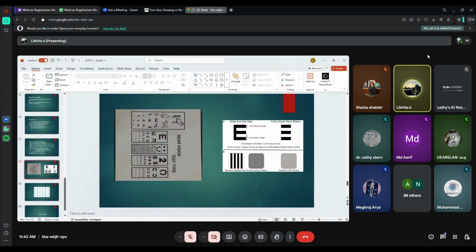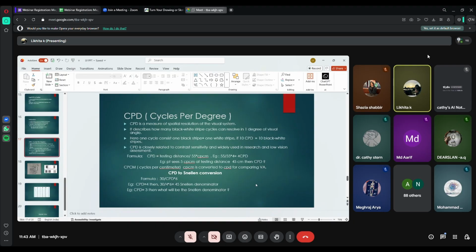As you can see, the letter E. It describes how many black-white stripe cycles can be resolved in 1 degree of visual angle. That means one cycle consists of one black plus one white stripe. So a 10 CPD consists of 10 black-white stripes. CPD is also related to contrast sensitivity, and it's widely used in research and low vision assessments.